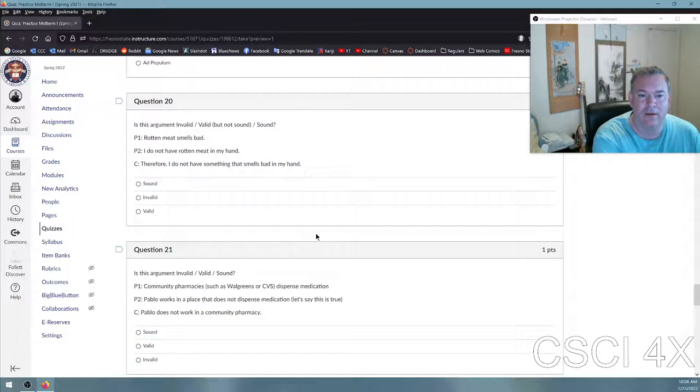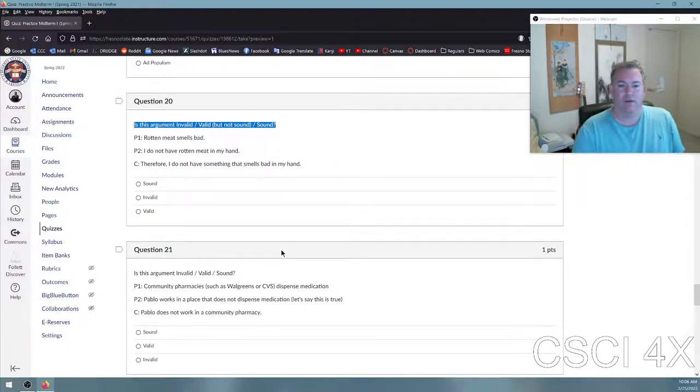Okay, here we go. Is this argument invalid, valid, or sound? Premise 1: Rotten meat smells bad. Premise 2: I do not have rotten meat in my hand. Conclusion: Therefore, I do not have something that smells bad in my hand. What do you think? Valid, invalid, or sound? Put your votes in now. Put on the Jeopardy theme music.